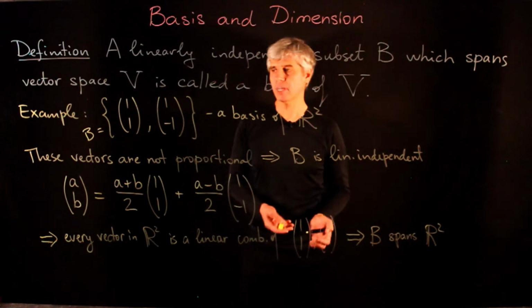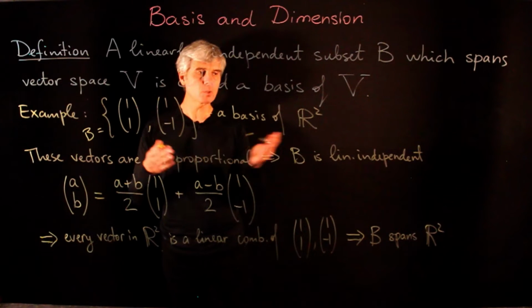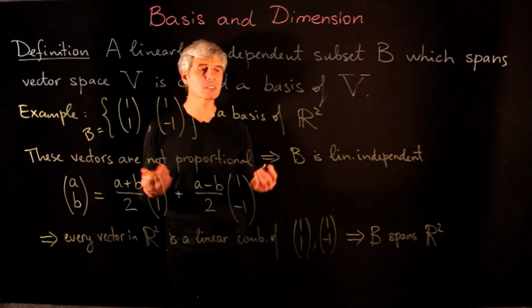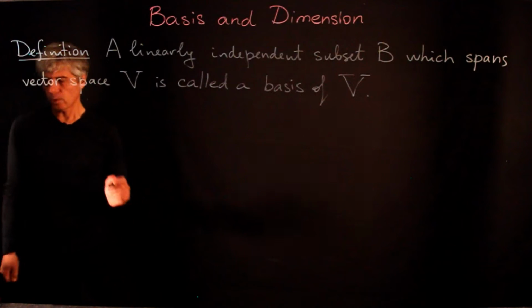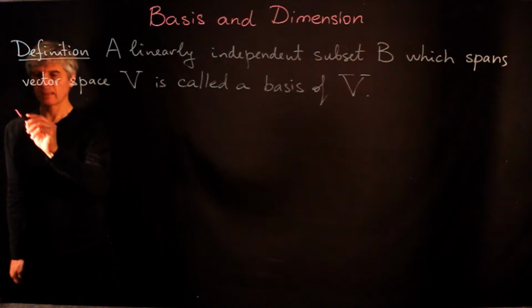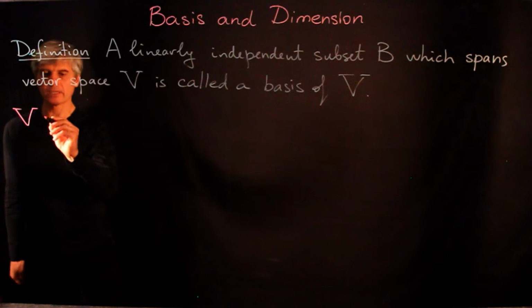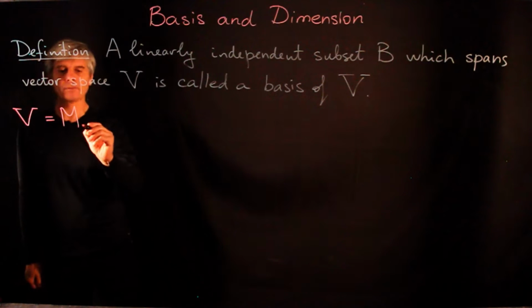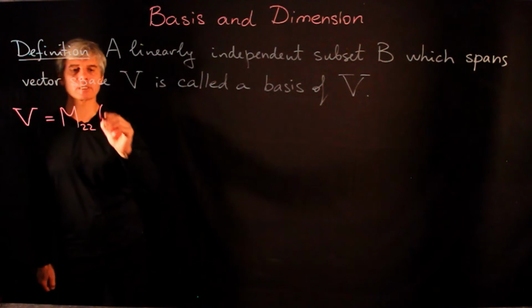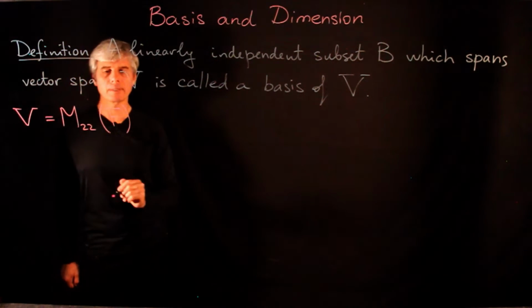It's linearly independent and it spans R2. So this means that this is a basis of R2. For our next example, let's take as a vector space the space of 2 by 2 matrices over some field.